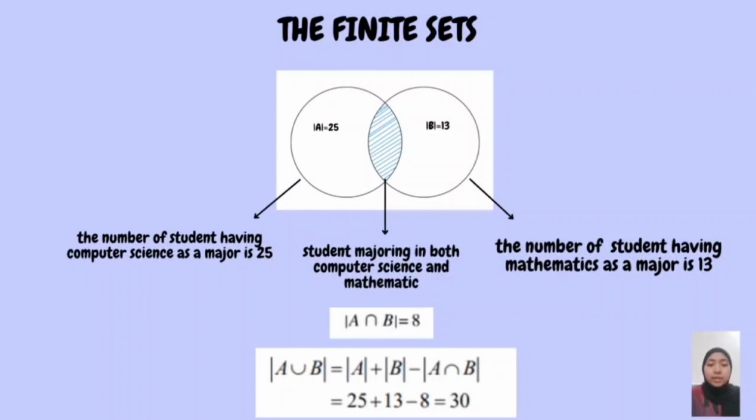Next is two finite sets. For example, in a discrete mathematics class, every student is a major in computer science or mathematics or both. A is the number of students with computer science as a major, which is 25. B is the number of students having mathematics as a major, which is 13. The number of students majoring in both computer science and mathematics is 8. So how many students are in the class? For the solution, it is 25 from computer science plus 13 from mathematics minus 8 from students majoring in both computer science and mathematics. So the answer is 30.